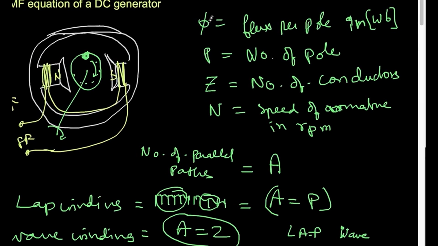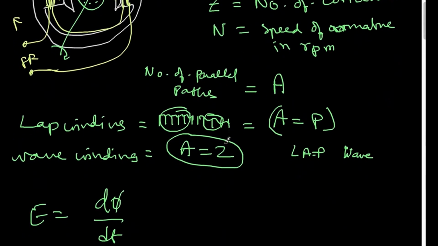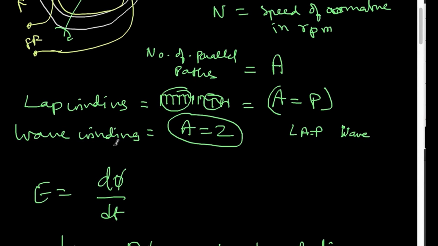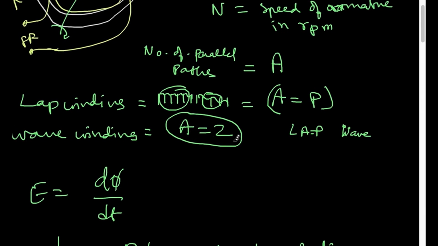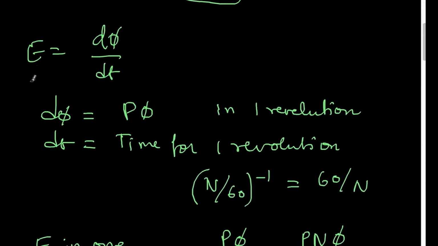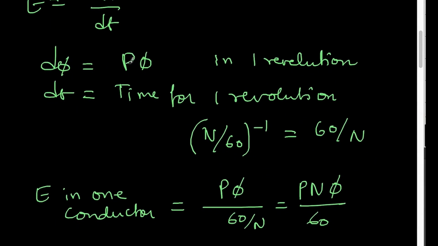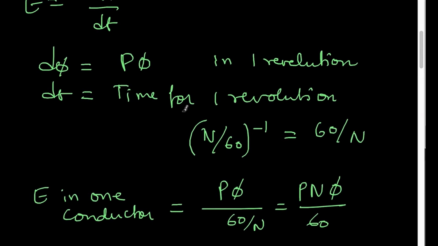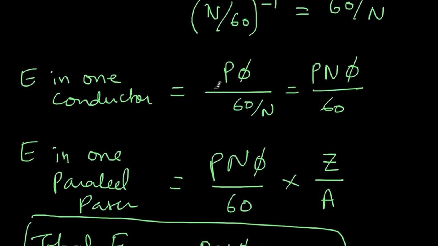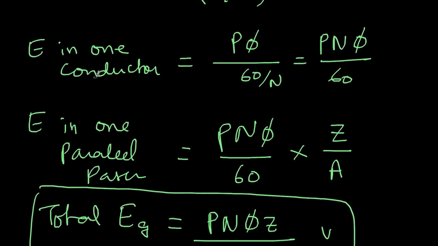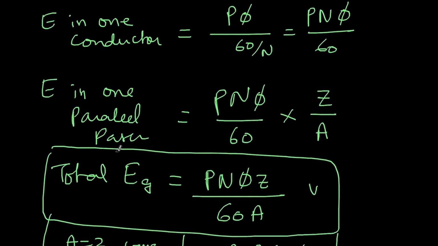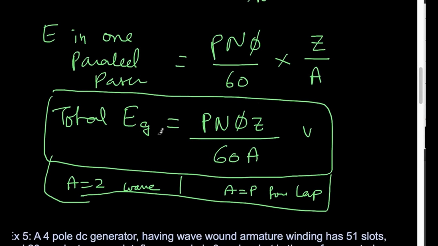And I have denoted flux phi, P, Z and N. And then we have not done much discussion about lap winding and wave winding, except remember that in lap winding A equals P, parallel paths equal to P. And how to remember? Because in the name itself, LAP, it is there. And coming to wave winding, the parallel paths will be 2. And a bit of derivation: EMF induced is nothing but d phi by dt, and rate of change of flux will be P into phi, and time will be 60 by N, revolutions per second. And we simply substitute in this, I get EMF induced in one conductor, then EMF induced in one parallel path I can get from this, and this is the total EMF equation.